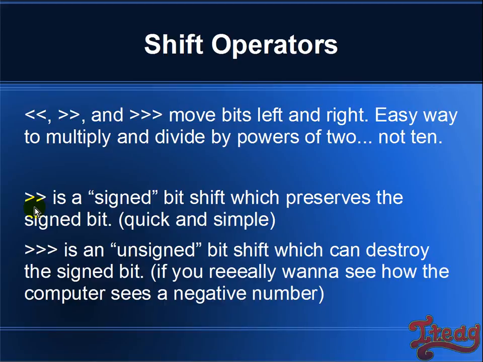Right shift is a signed bit shift, which preserves the sign bit. This is quick and simple. It helps you get through a number really quickly. And the unsigned bit shift to the right can destroy the sign bit. There is actually something to do with numbers there. I'll go into that when we work with it. But if you really want to see how the computer sees a negative number, you'll use this. And I do have this ready for the fun stuff.